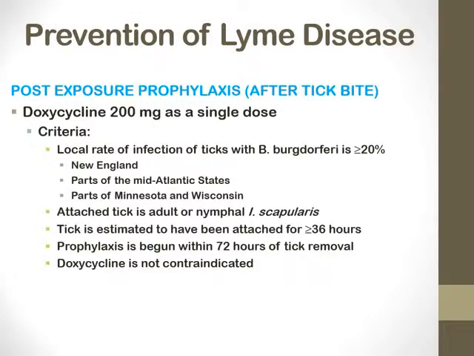The concept of post-exposure prophylaxis is utilizing doxycycline as a single dose after a tick has bitten a patient. You have to satisfy all of the following criteria to really make this worth doing. In other words, the number needed to treat must be such that you're doing benefit rather than harm, because the antibiotics do potentially have risk. You want to make sure that if you decide to treat a patient with doxycycline after they've found a tick attached to them, the local rate of infection of the Ixodes ticks with the B. burgdorferi pathogen is greater than 20%.